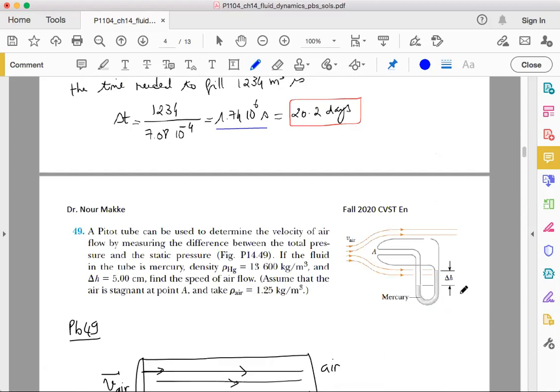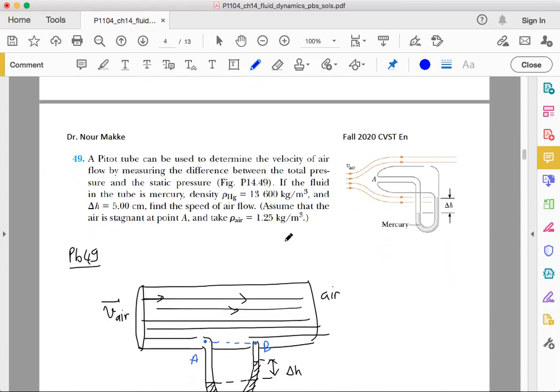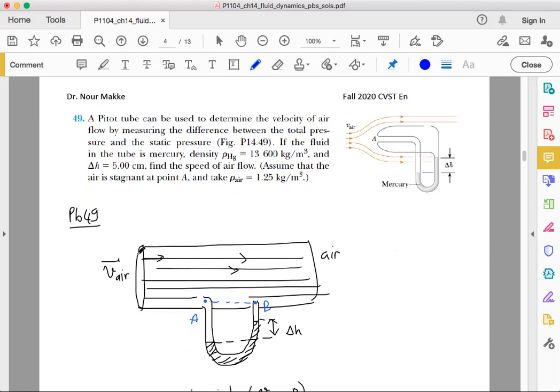So let's move on with a new problem. We have here a pitot tube. A pitot tube is kind of standard in fluid dynamics, and so you need to know in general what we mean by a pitot tube. A pitot tube can be used to determine the velocity of airflow by measuring the difference between the total pressure and the static pressure. It's actually shown in this figure as it is in the book. However, I have here just drawn another figure, which is quite easier to understand than the one in the book.